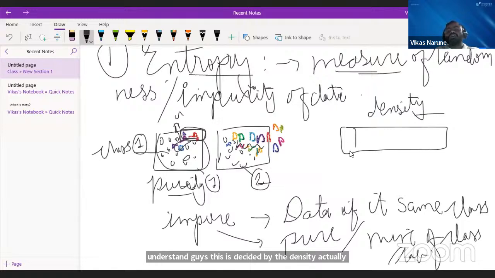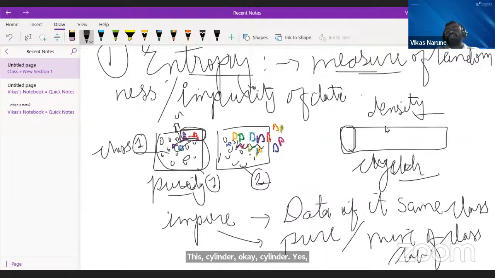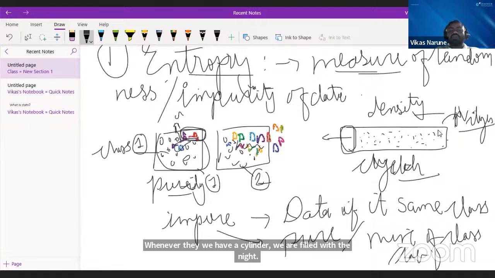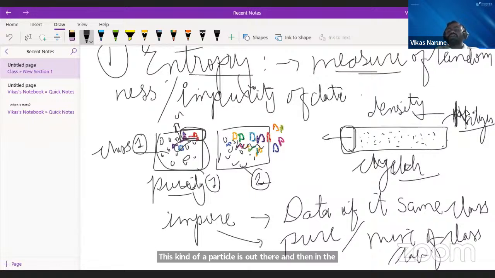There is an actual density concept in physics. Imagine this kind of cylinder, filled with nitrogen, right? This is a physical concept, nitrogen cylinders. Whenever we have cylinders filled with nitrogen, these kinds of particles are there. Obviously I don't recall the formula for nitrogen now. But based on the density, in the entire density measurement in this cylinder, the nitrogen portion should be more.